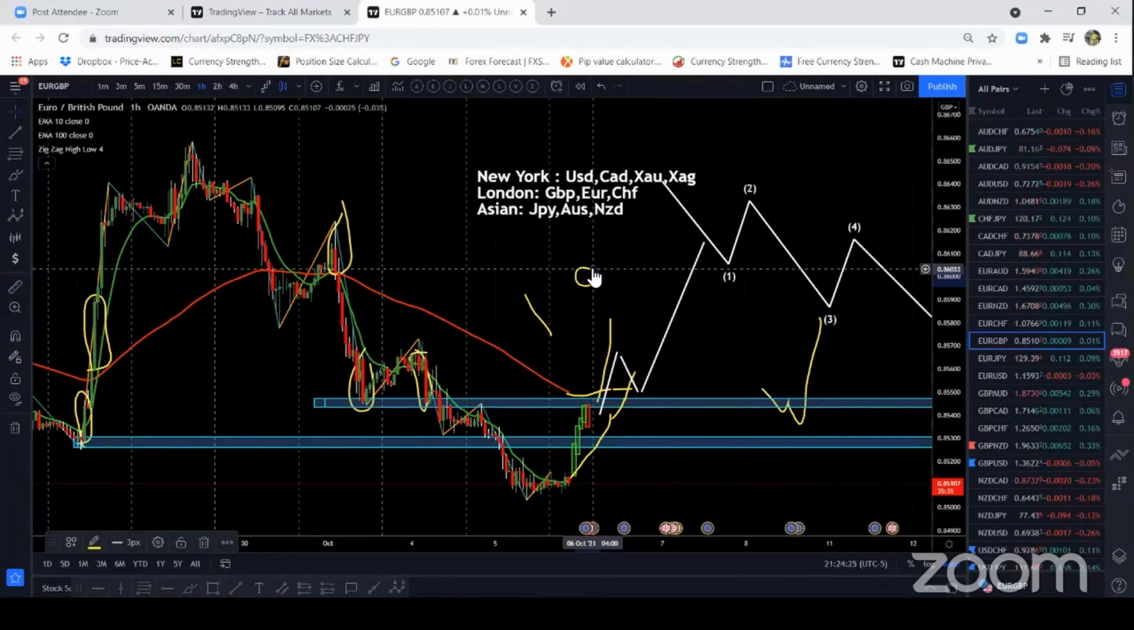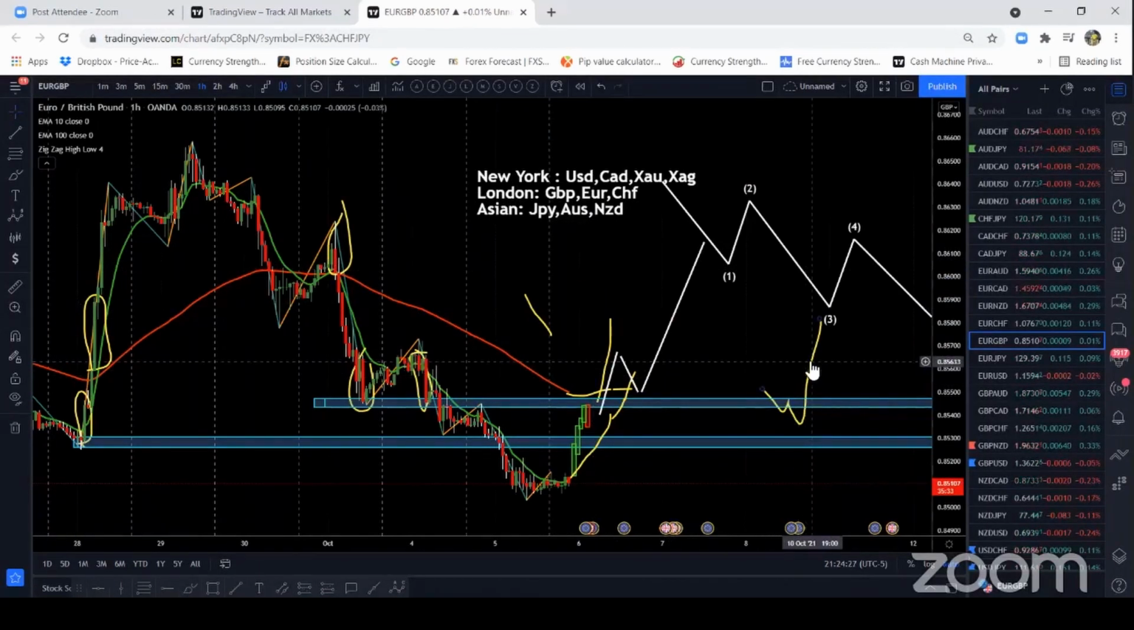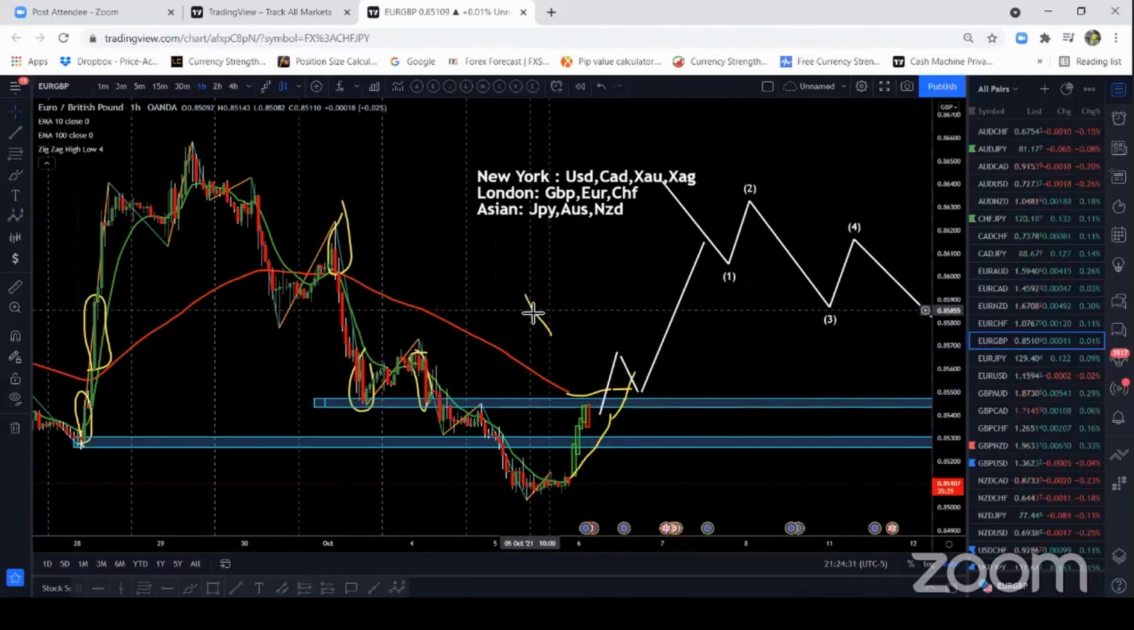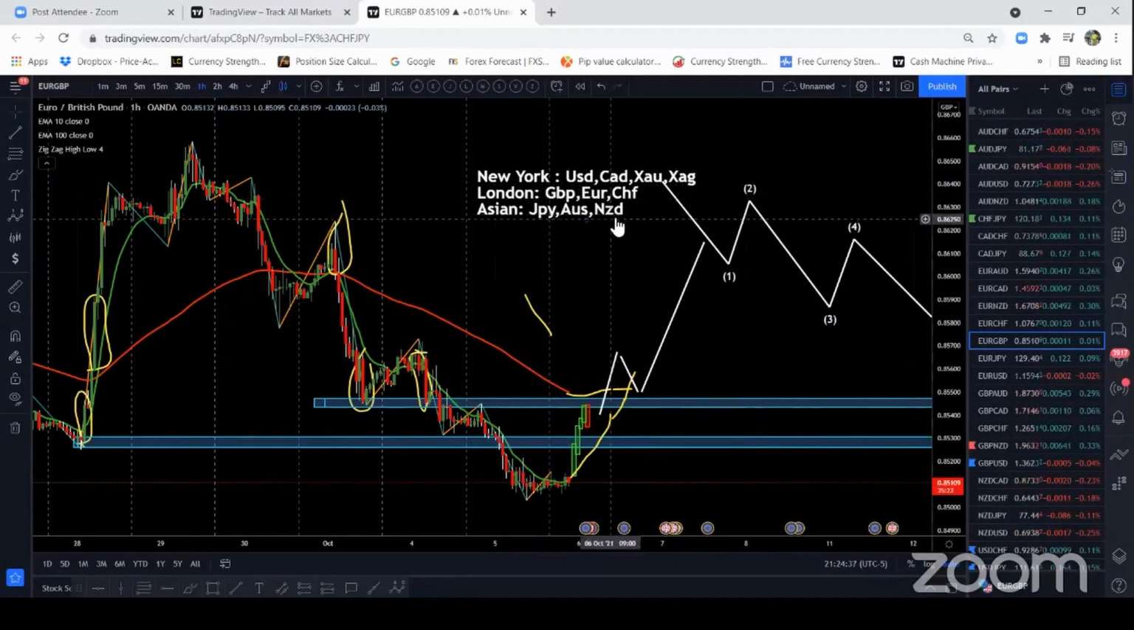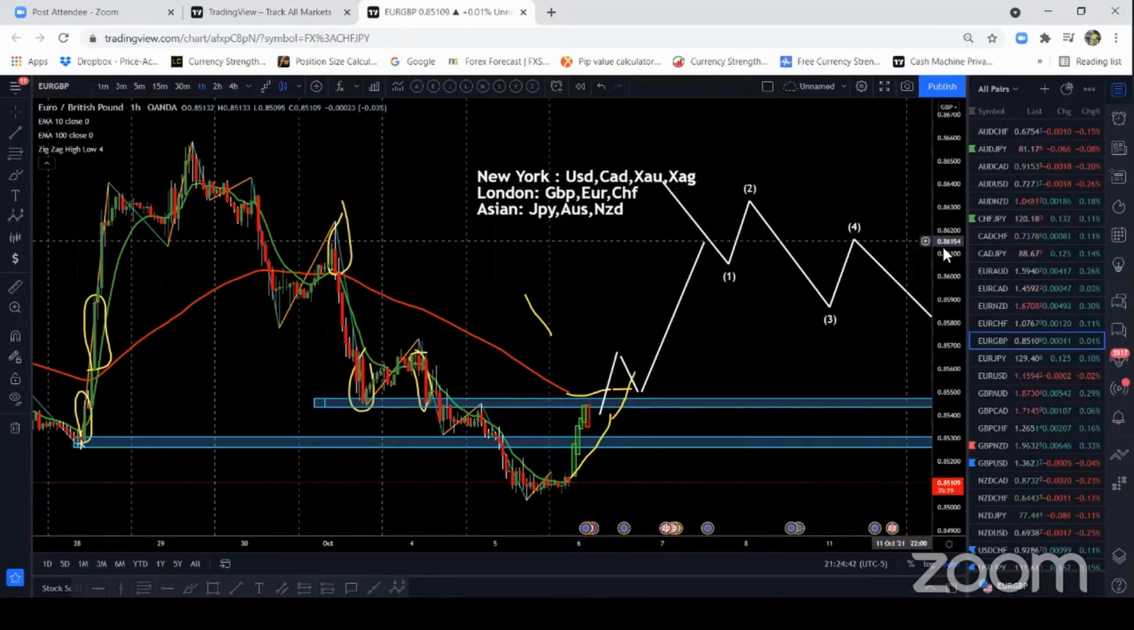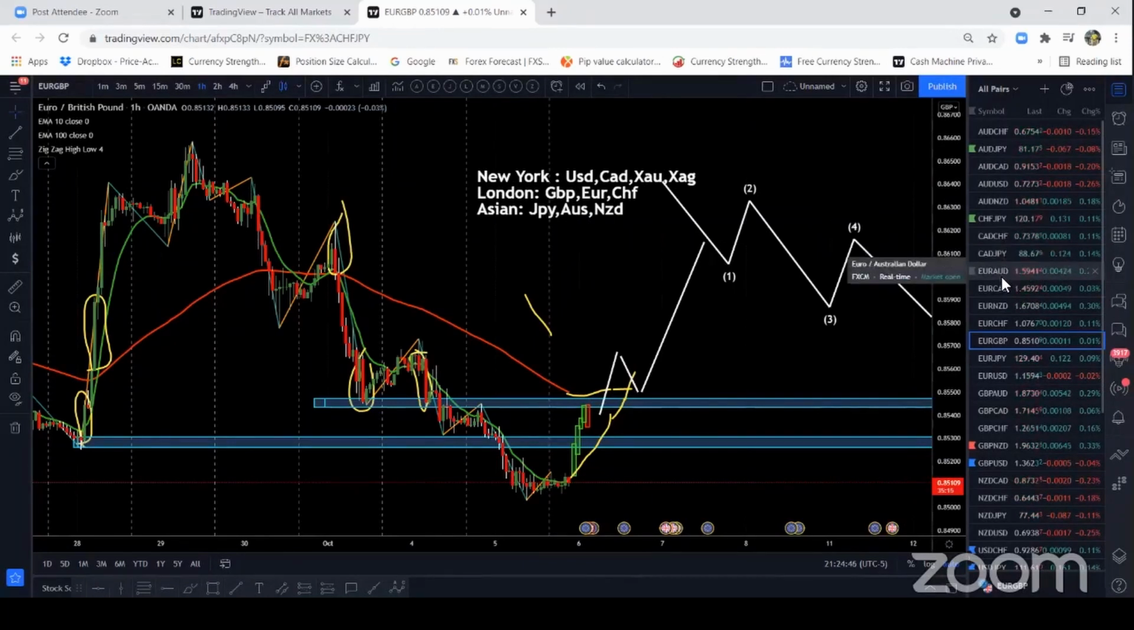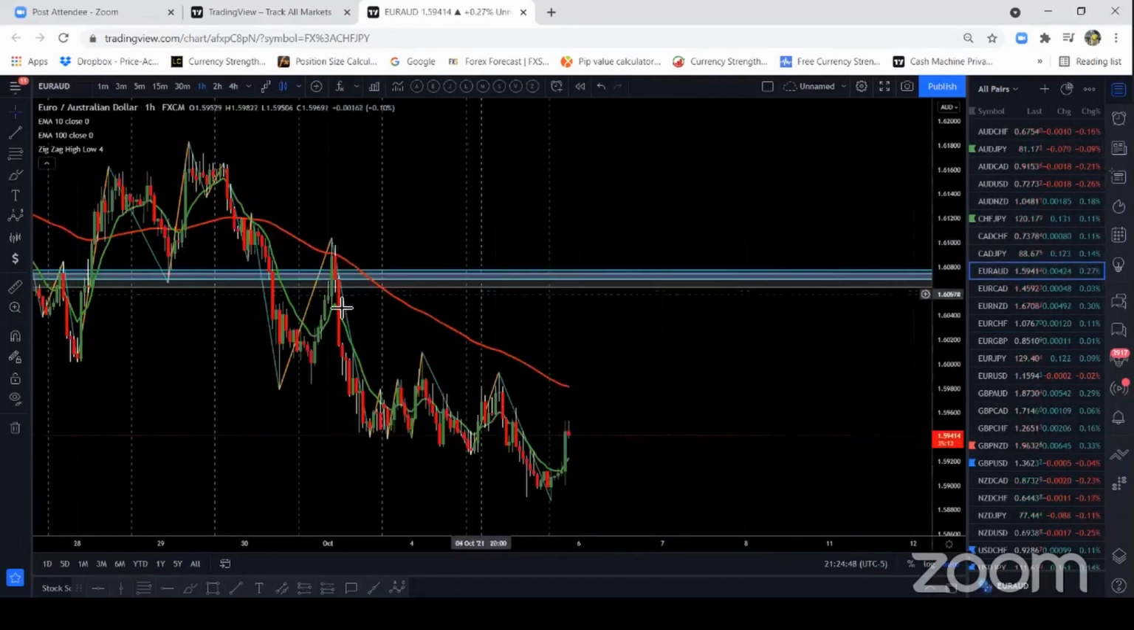So it's as simple as that. Now that you have an idea of how I'm looking at the markets, let's look at some other markets. Remember, I'm prepping for London session. The pairs I'm looking at will most likely include the Great British Pound and the Euro. So let's start with one of the Euro pairs.